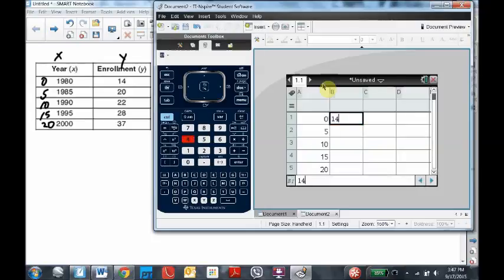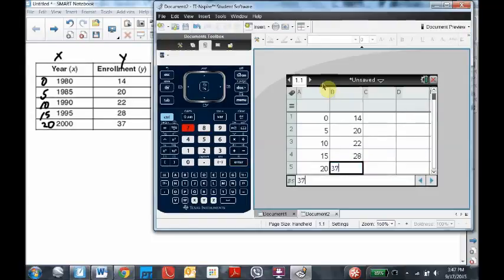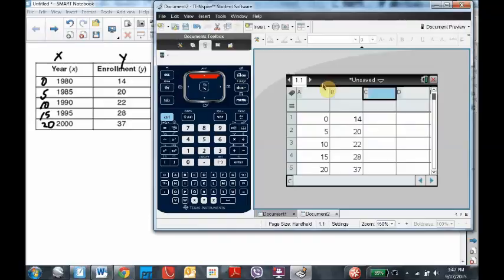All right. So we said this was 14. This was 20. This was 22. This was 28. And this was 37. All right. So as you can see, and you just watch the way I'm toggling my keys. Remember, they're red. That's showing you exactly how I did this. And what I'll make this year, and I'll make this enroll for enrollment.